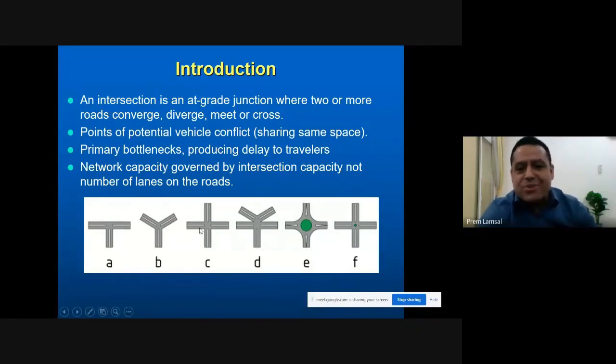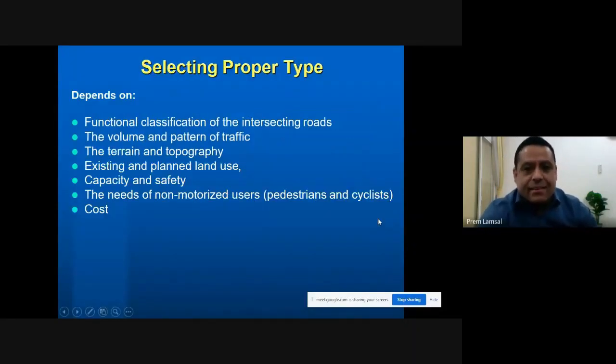Here I'm just trying to show the different types of intersection. Coming to selecting the proper type of intersection: normally, the type of intersection depends on the functional classification of the intersecting roads. Functional classification means exactly what function the road is serving.